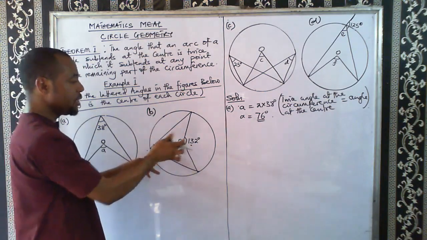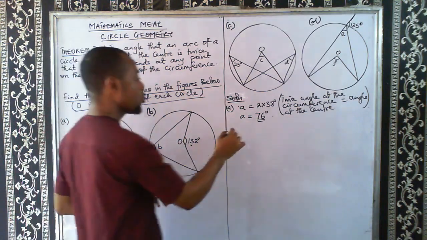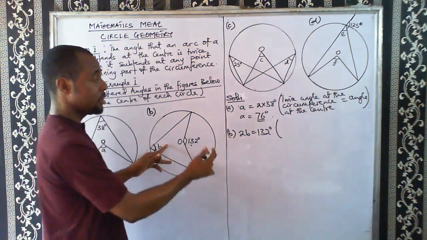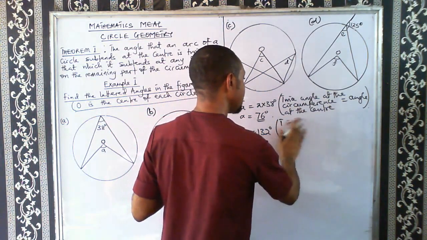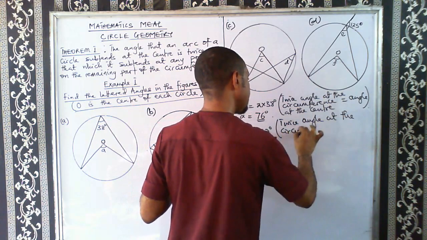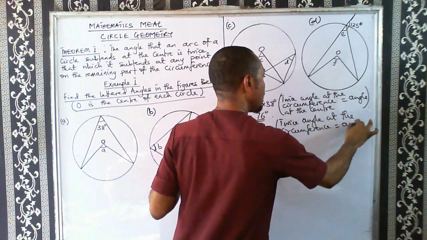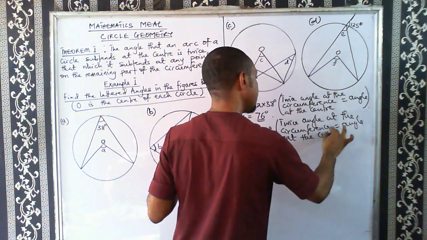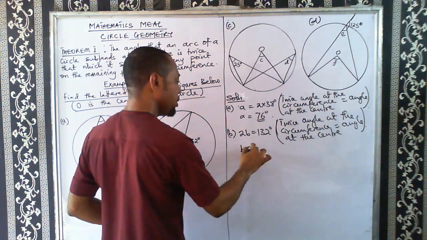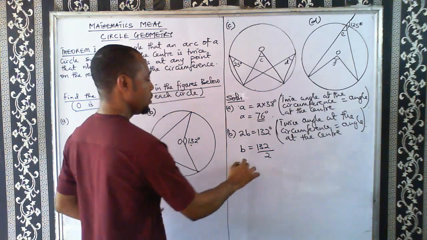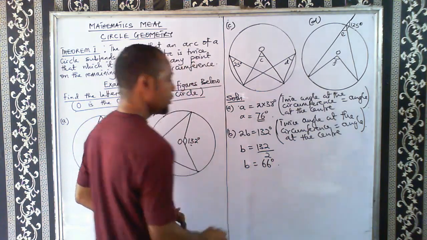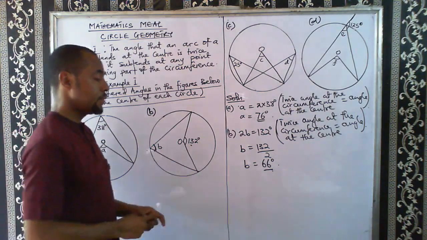Twice B will give me 132. So 2B is equal to 132. The reason is the same: twice the angle at the circumference equals the angle at the center. Solving for B becomes 132 divided by 2. So B becomes 66 degrees, sorry, 66 degrees. That will be our B, 66 degrees.